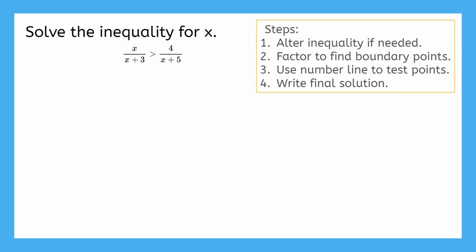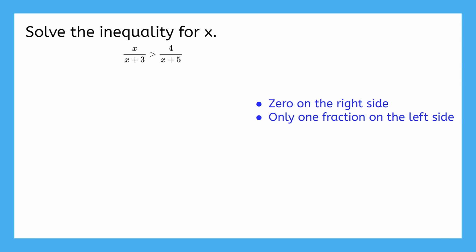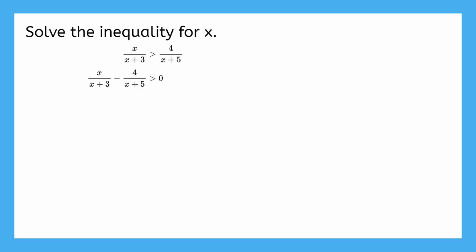Remember that the first step says to alter the inequality if need be. Part of this step is to get 0 on the right side of the inequality, so how do we do that? We would subtract 4 over x plus 5 to move it to the other side of the inequality. We also need to get only one fraction on the left side of the inequality, so how do we do that? Well, we learned how to subtract rational expressions earlier in this unit.